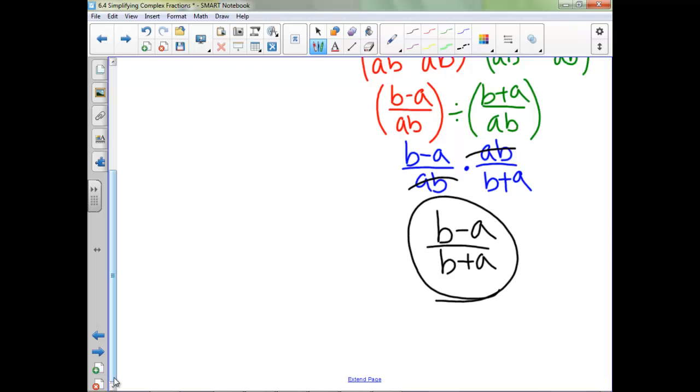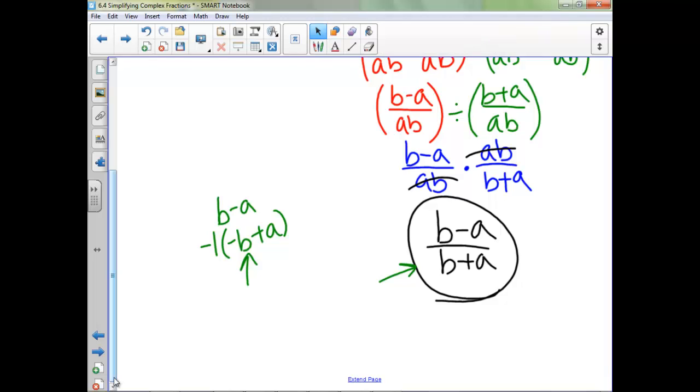One thing to note, you can't simplify this farther by factoring out a negative, because had we tried that, if we have b minus a and factor out a negative, notice now our b is negative, and over here our b needed to be positive.